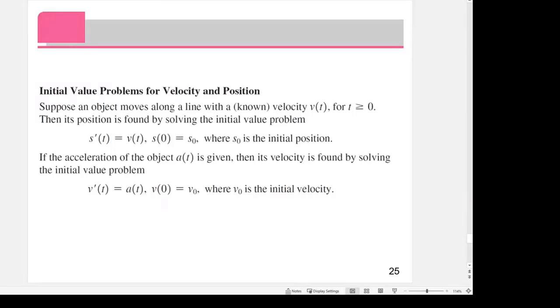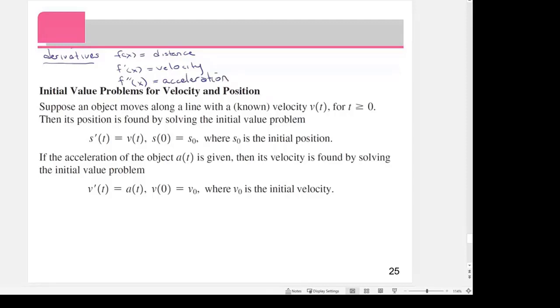Now let's talk about what this means. So, initial value problems for velocity and position. Remember with derivatives, we start at, let's say, f of x equals distance. And if we take the derivative, we get velocity. And when we take the derivative of that, we get acceleration.